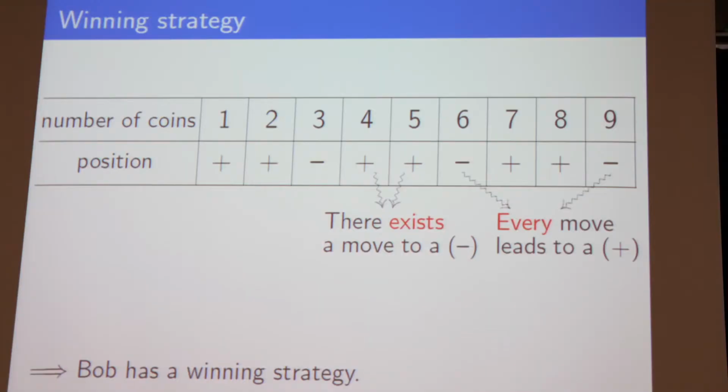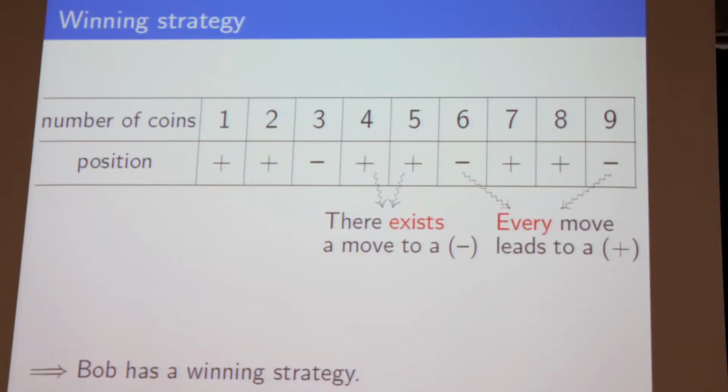Yes? Bob. Bob has a winning strategy. The initial position is with a minus. The initial position is unfavorable. Minus means that your opponent can win no matter how you play. The initial position, it was Alice's turn. Alice was the active player. So Bob can win no matter how Alice plays.